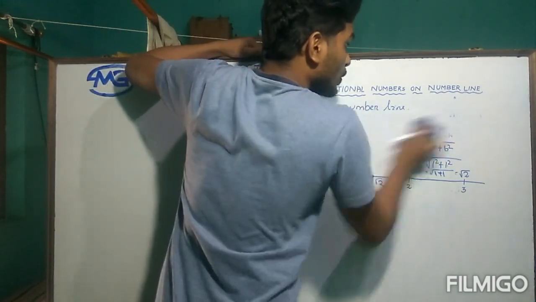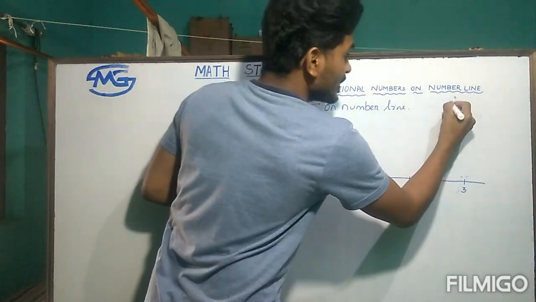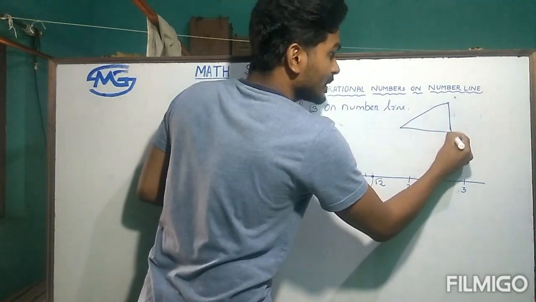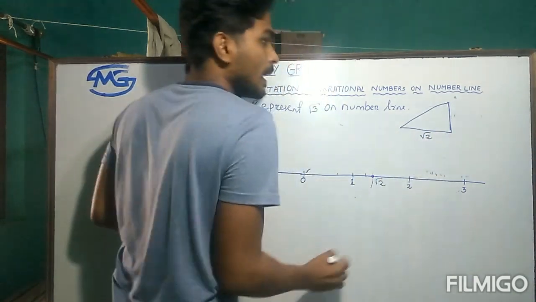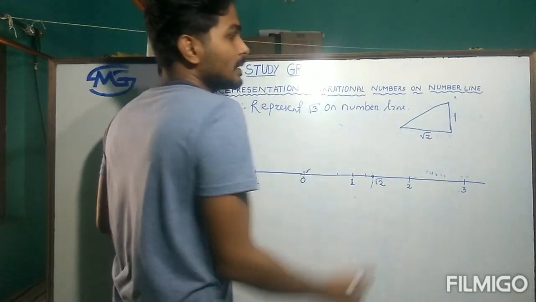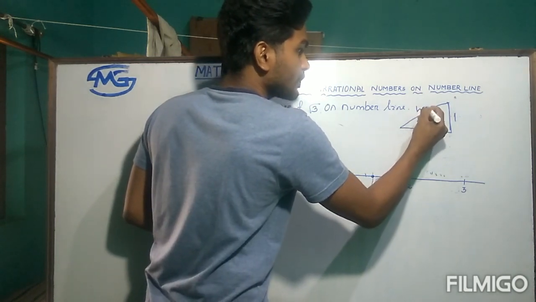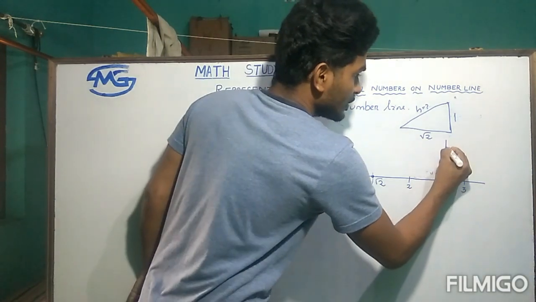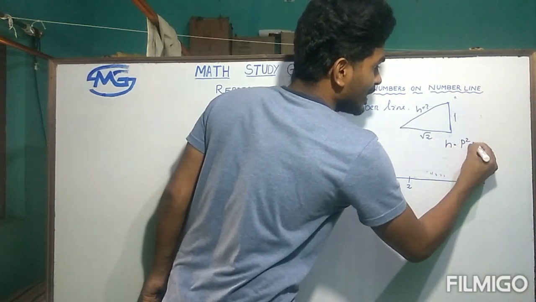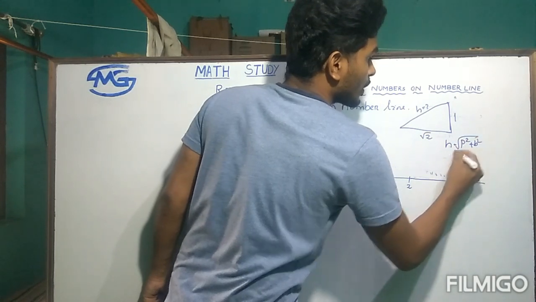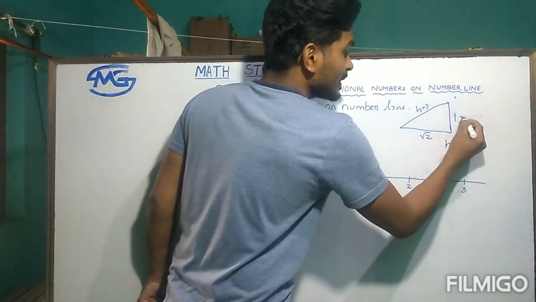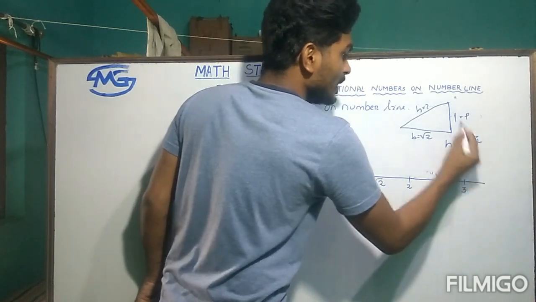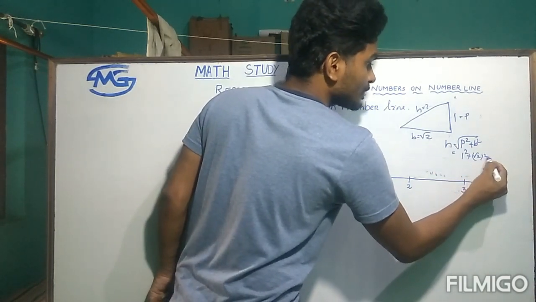For this we have to draw a right angle triangle. Suppose this is a right angle triangle. Okay, this is a right angle triangle and this part is √2 and this part is 1, then this part is known as hypotenuse. Then we have to find the value of h. How? As we know, h is equal to square root of p square plus b square. Okay, then this is p, this is b, so p square means 1 square, b square means √2 square.